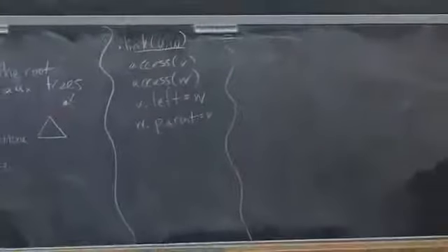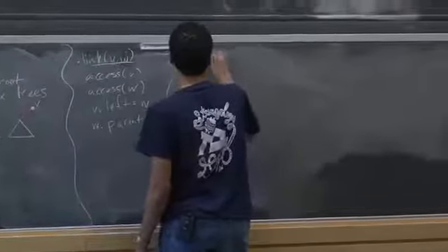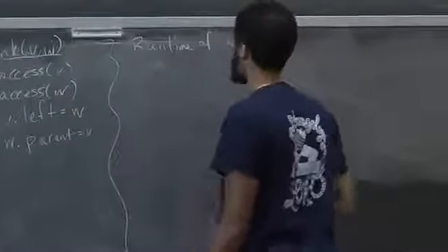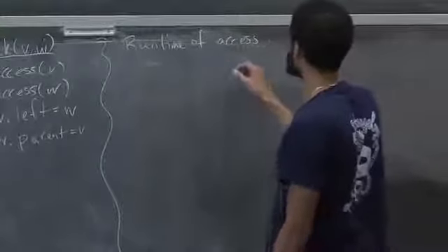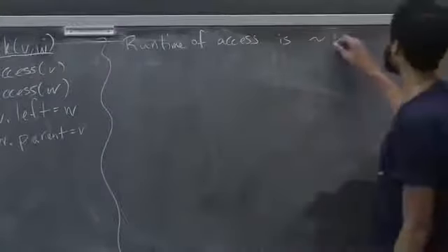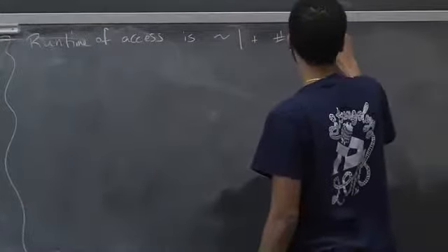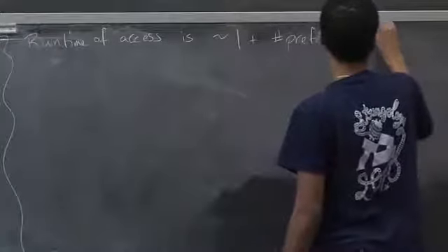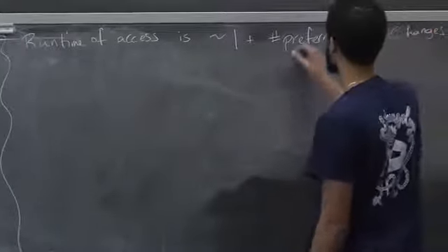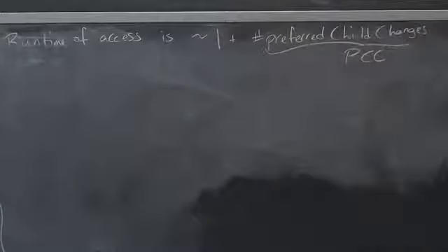what we said last time is that the runtime of access is proportional to maybe something like 1 plus the number of preferred child changes. We call this PCC. Okay?